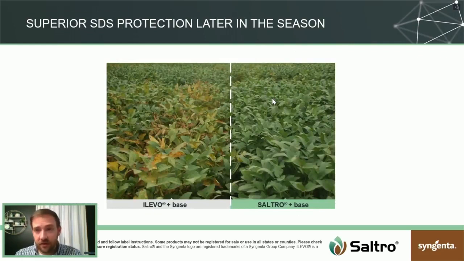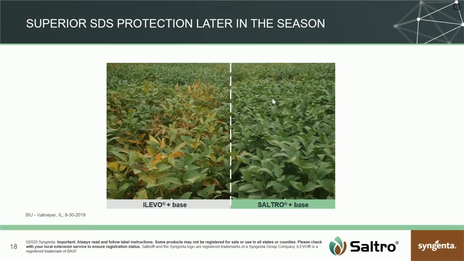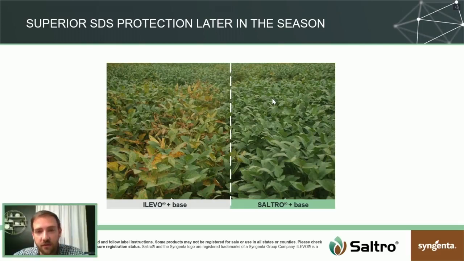So, same field as the plants that we just looked at on the previous slide. This is fast forwarding maybe 3-4 months, on August 30th here. That last picture was taken in May. But you can start to see on the left-hand side of the screen on the Olivo very typical symptomology of SDS infection. This is those toxins flushing into the canopy and starting to kill the leaves. And it starts with this sort of yellowing and ultimately necrosis.